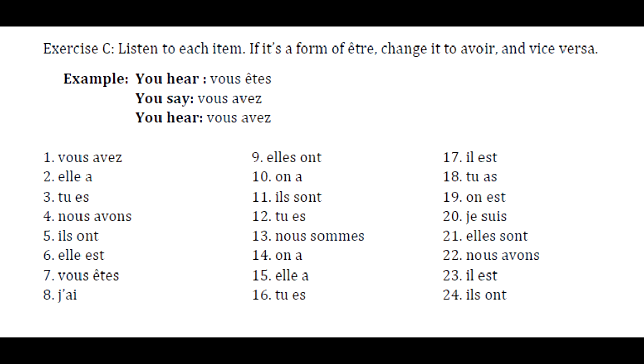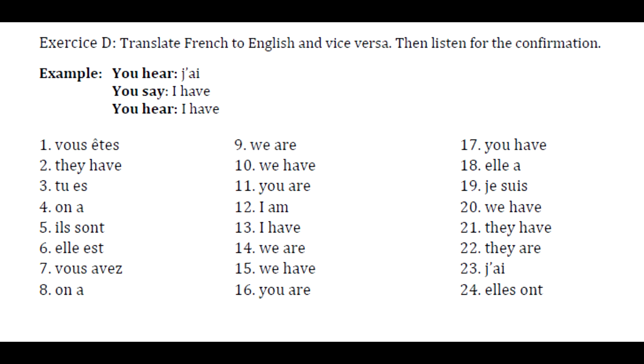Exercise D. Translate French to English and vice versa. Then listen for the confirmation. For example, you hear j'ai, you say I have, and you hear I have. Number 1, vous êtes, you are. 2, they have, ils ont or elles ont.